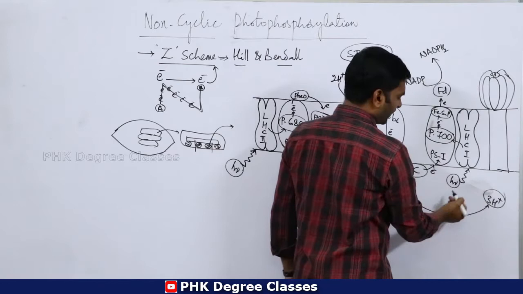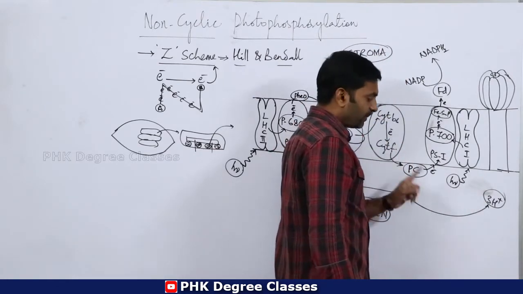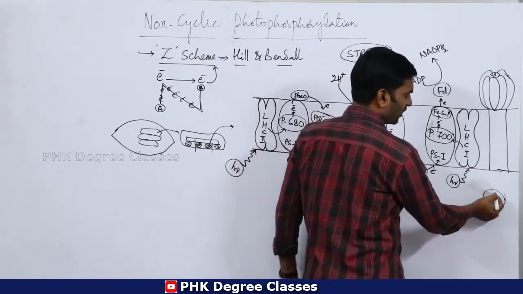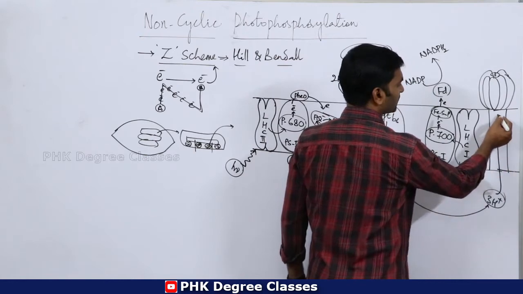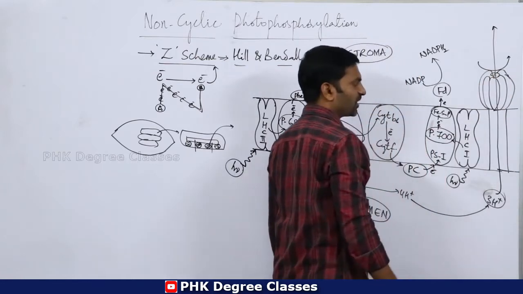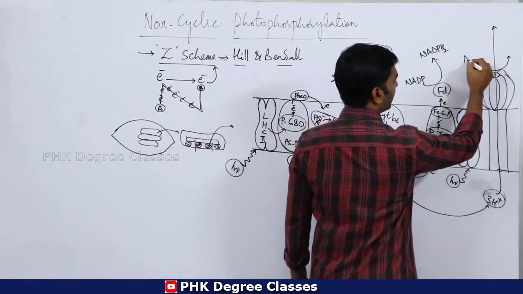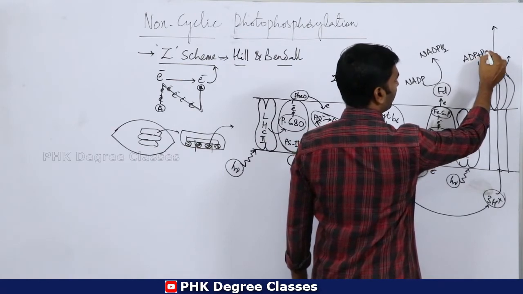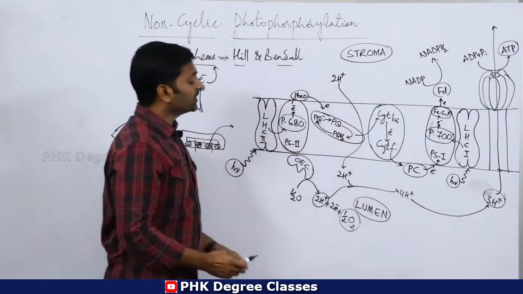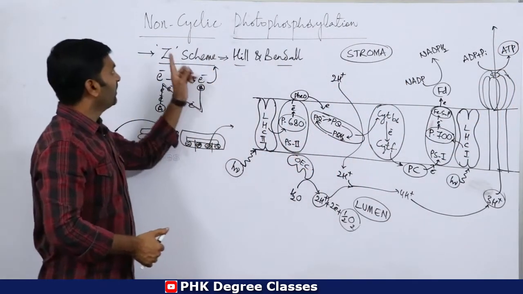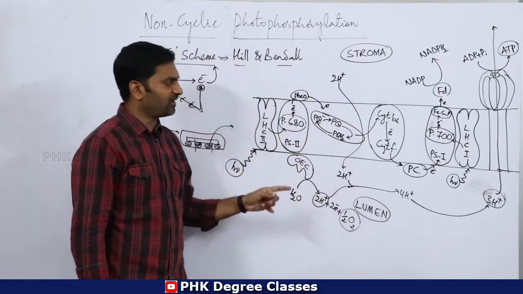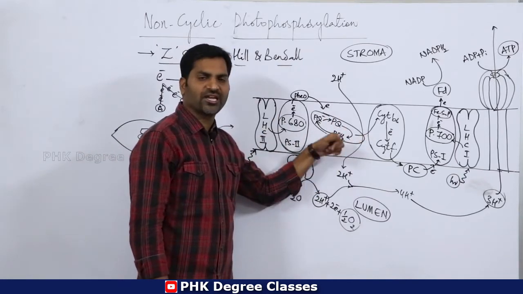Right. So 4 protons are available now, but this oxysome allows 3 protons at a time. So now 3 protons move through the oxysome to the stroma. Whenever the transportation of protons takes place through the oxysome, there is a combination of ADP with Pi and there is a formation of ATP. So this is all about non-cyclic photophosphorylation.